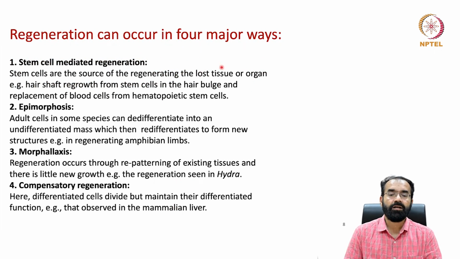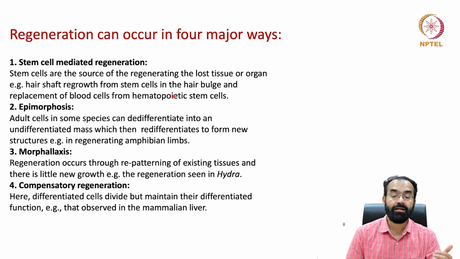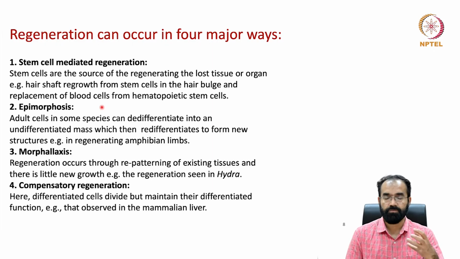So regeneration can occur in 4 major ways. We have seen them one by one. We are recapping that. Stem cell mediated regeneration: stem cells are the sources of regenerating the lost tissue or organ. Example, hair shaft regrowth from stem cells in the hair bulge and the replacement of blood cells from the hematopoietic cells. So we know these are all formed because of presence of unique cells. We can call them adult stem cells.